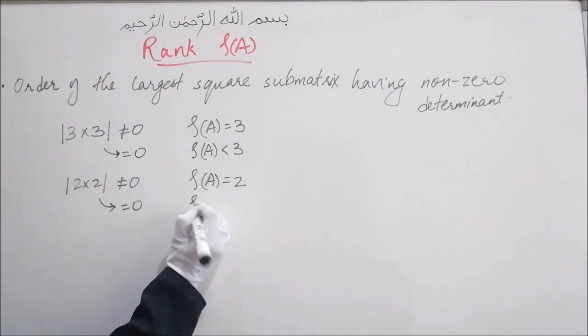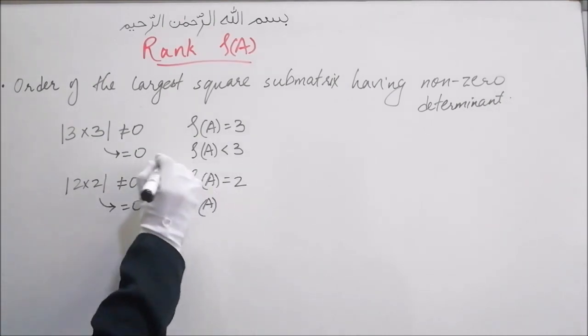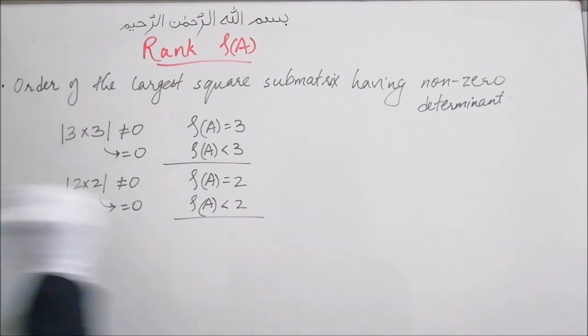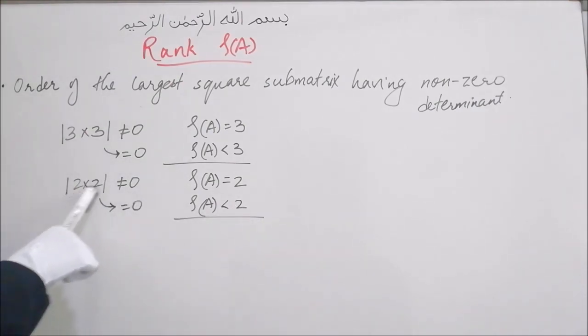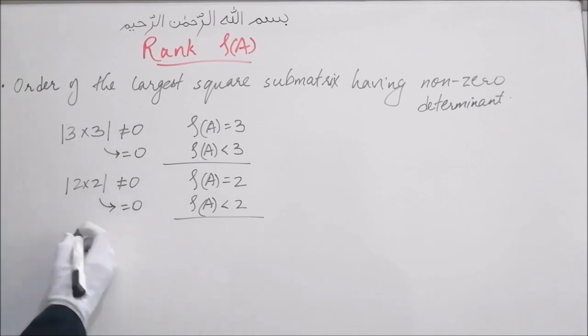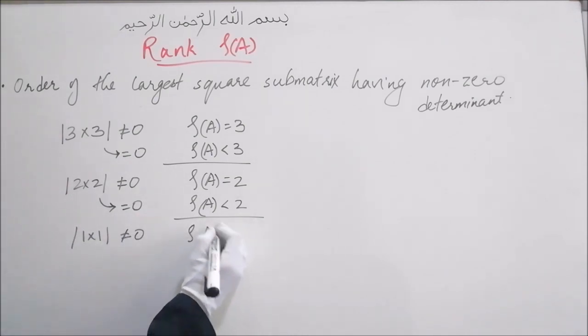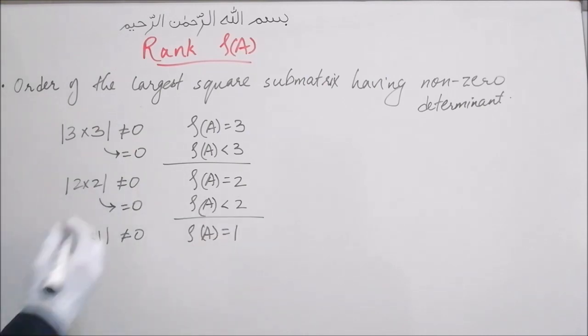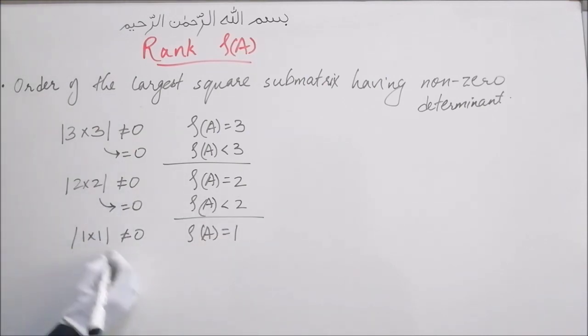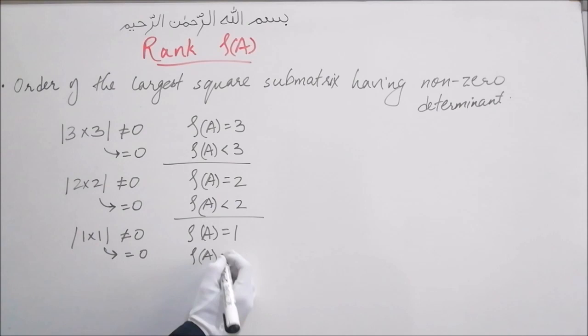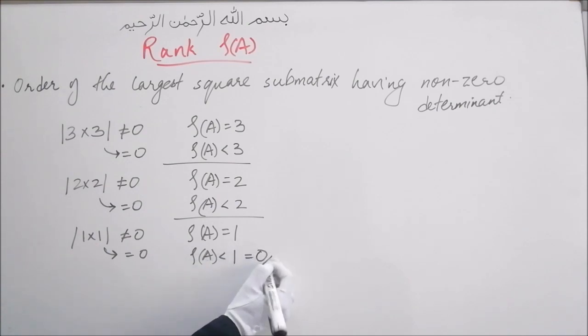If it is equal to 0, then the rank of A will not be 2, it will be less than 2. So now, again from this 2 by 2 matrix, we will delete some row or column and get a 1 by 1 matrix. If the determinant of this 1 by 1 matrix is not equal to 0, then our rank will be equal to 1. In the other case, if this determinant is equal to 0, then the rank of our matrix will be less than 1. That means the rank of our matrix will be 0. So this is how you find the rank of a matrix.